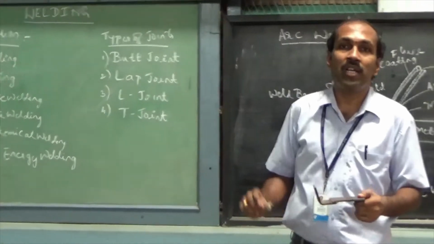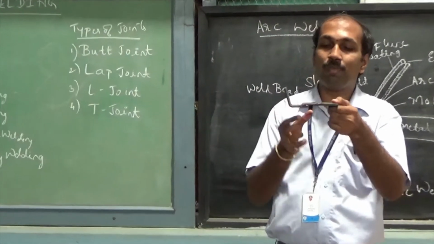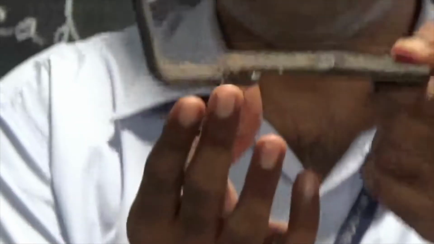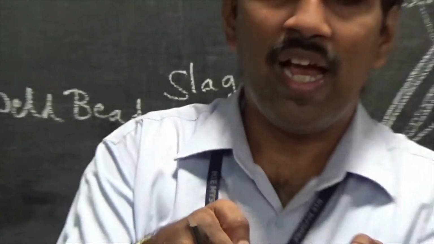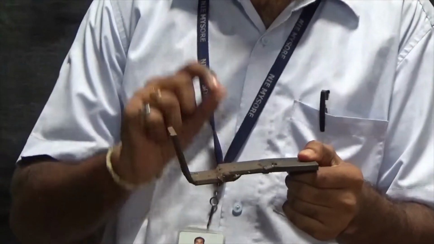What is a lap joint? It is also called lapping. A lap joint is nothing but the workpieces are placed one over the other and the welding operation is performed in order to produce a strong joint. You can see here, the workpieces are placed one over the other and the welding operation is performed. And out of these joints, the lap joint is the strongest joint.